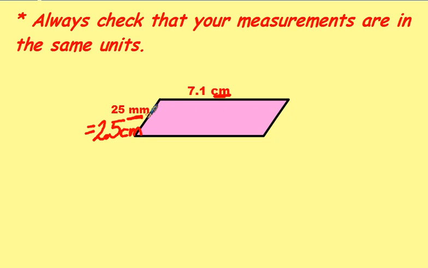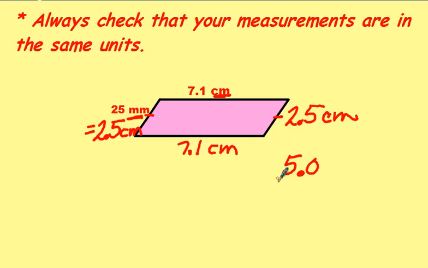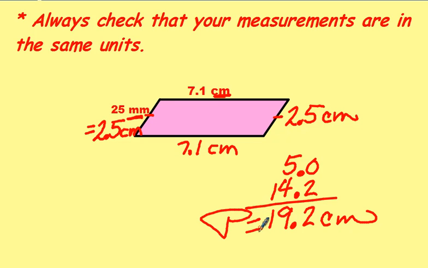The other thing we need to remember is that opposite sides of a parallelogram are congruent, so this must be 2.5 centimeters. And same, opposite sides again are congruent, 7.1 centimeters. Now you can combine sides and add those. 2.5 plus 2.5 will give you 5 centimeters. 7.1 plus 7.1 gives you 14.2 centimeters. Combining those, we have 19.2 centimeters. So perimeter of this parallelogram all the way around is 19.2 centimeters.